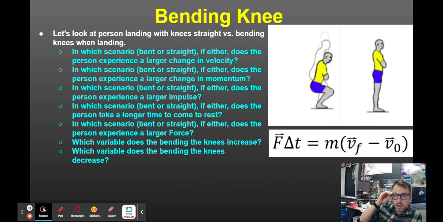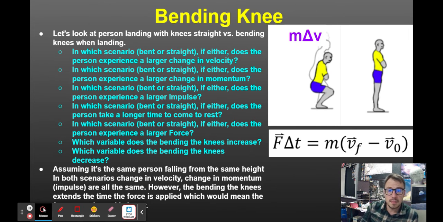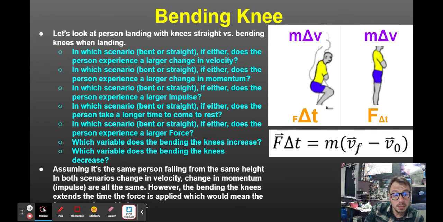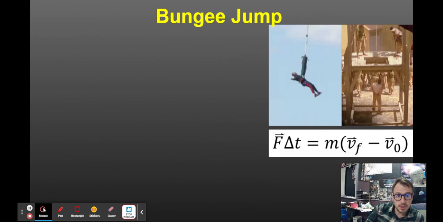So let's look at this. Which variable does bending the knees decrease? Well, if you're experiencing that force over a longer period of time, it spreads it out. So you're going to experience a less force for a longer period of time. Same person, same end result. They come to rest, same momentum, same impulse. However, since impulse is two different variables, what bending your knees does is it spreads that force out over a longer period of time.